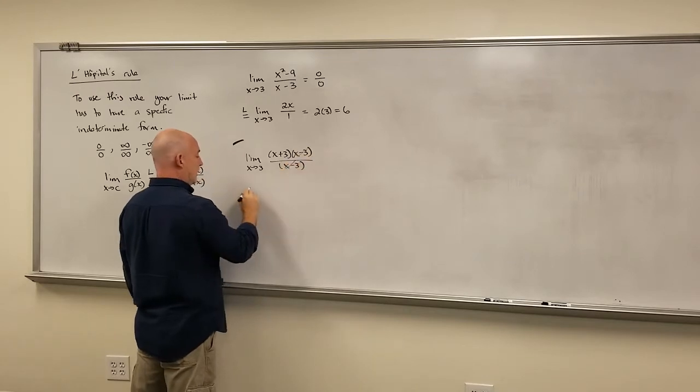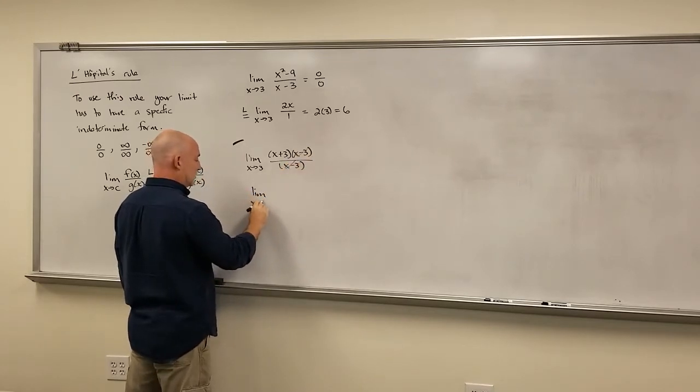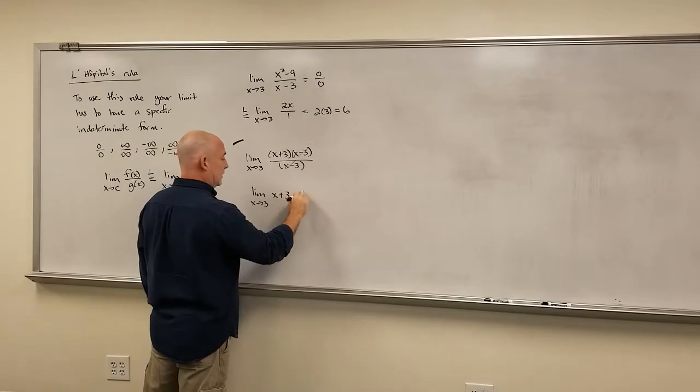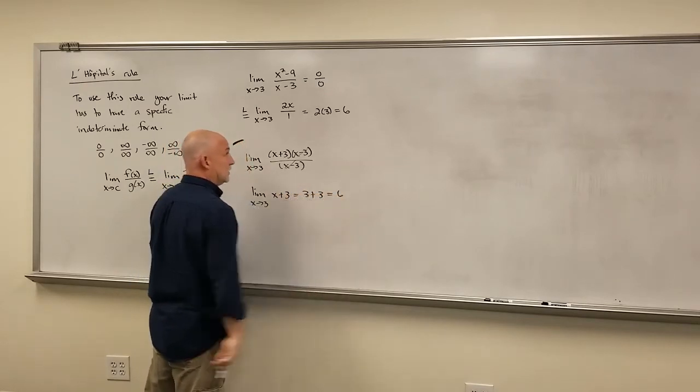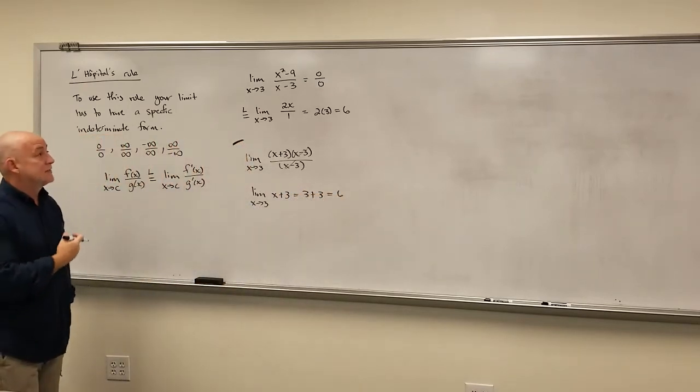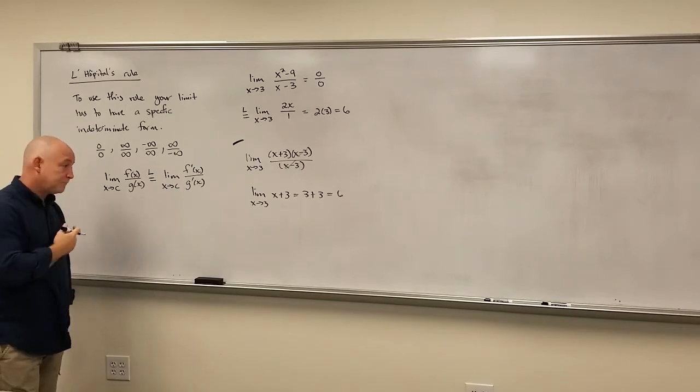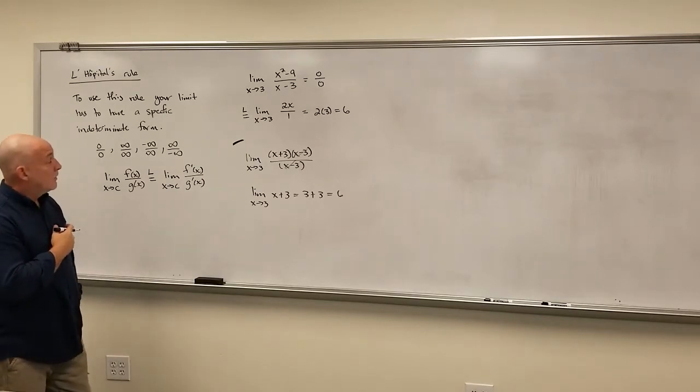You can see that our x minus 3 cancels, so this is the limit as x approaches 3 of x plus 3, which by direct substitution is 6. So you see we do get the exact same answer that we had before. All right, let's try another example.